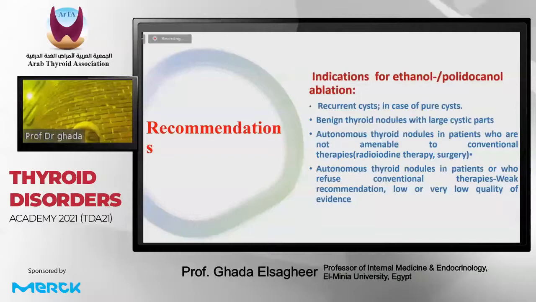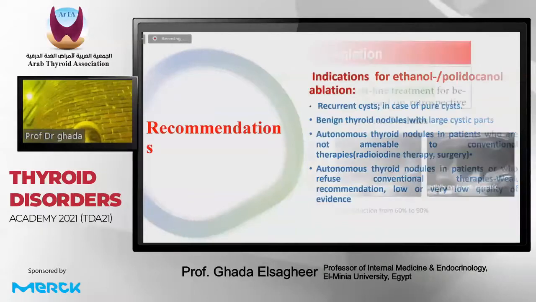Indications of ethanol: a recurrent cyst, in the case of a pure cyst; a benign thyroid nodule with a large cystic part; an autonomous nodule in patients who are not amenable to conventional therapy, or small-sized nodules where I want to preserve the function of the gland; and an autonomous thyroid nodule in patients who refuse conventional therapy. These are the indications of ethanol injection.